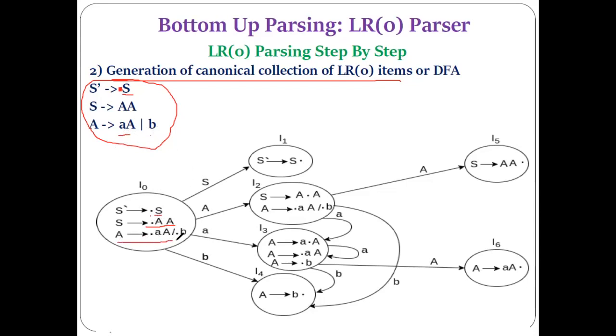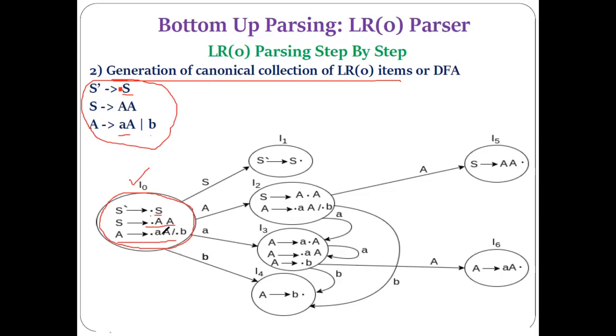A derives dot AA or A derives dot b. And here your closure operation gets complete, and this becomes your first step, that is I0. So initially you have to convert the given grammar into the augmented grammar, and put the dot at the left of the starting symbol S, and then you have to apply the closure. So here we apply the closure operation.